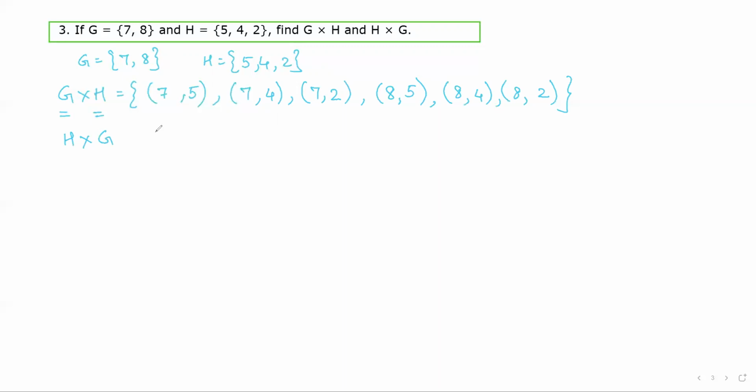H cross G, we'll first have to write the element in H. So first element of H, first element of G; first element of H, second element of G. Now all the elements of G are covered with the first element of H. So second element of H, first element of G; second element of H, second element of G; third element of H, first element of G; and third element of H, second element of G. These are the values of G cross H and H cross G.